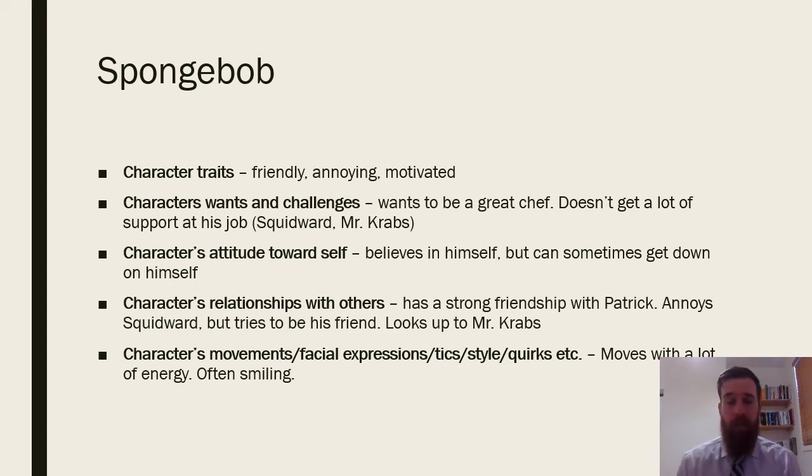His relationship with others: he has a best friend, which is great, Patrick. He annoys Squidward, but he tries to be Squidward's friend, and he also looks up to Mr. Krabs, despite Mr. Krabs often giving him a hard time. And then if I think about how SpongeBob moves around, what are his movements like, what does he look like? He always has a lot of energy. He's often smiling, so that demeanor definitely tells me a little bit about who he is beyond just that he's yellow, he's square, he wears pants.